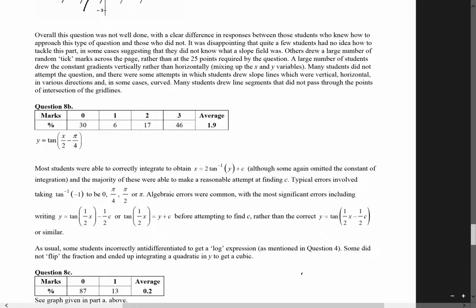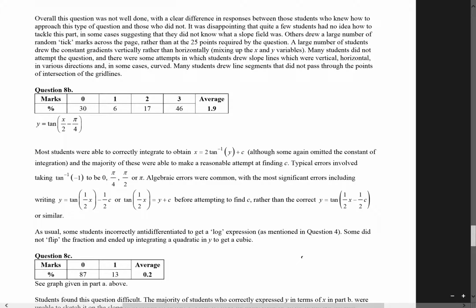All right, would you agree that was done not too bad by students? They either knew how to do it or they didn't. 46% of students getting 3, but I thought that was pretty easy, yeah? Okay.